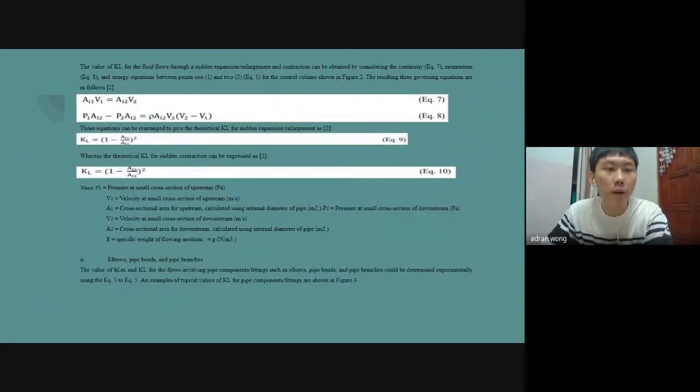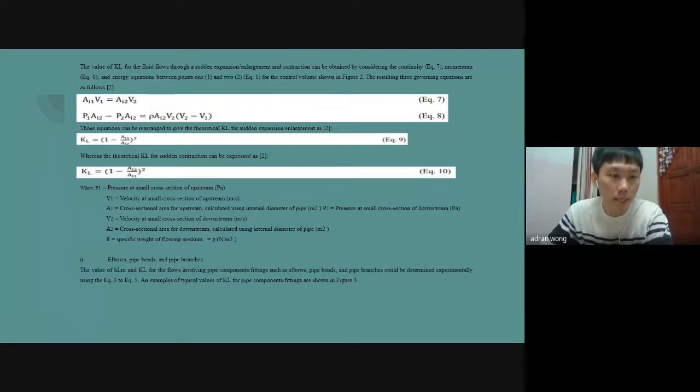The value of KL for the fluid flow through a sudden expansion or enlargement and contraction can be obtained by considering the continuity in equation 7 and momentum in equation 8, and an energy equation between point 1 and point 2 for the control volume shown in figure 2. The resulting three governing equations are as follows, and those equations can be rearranged to give the theoretical KL for sudden expansion or enlargement in equation 9, whereas the theoretical KL for sudden contraction can be expressed in equation 10.